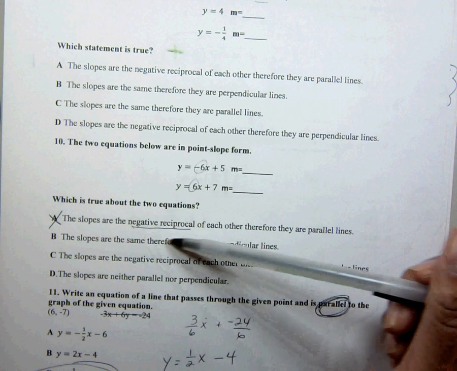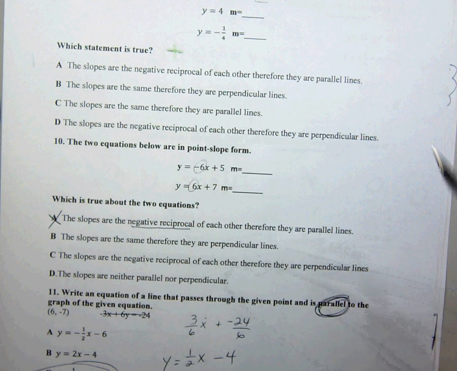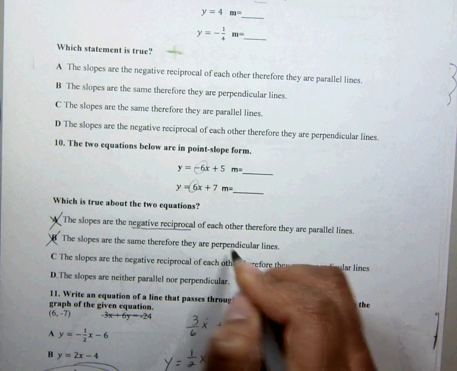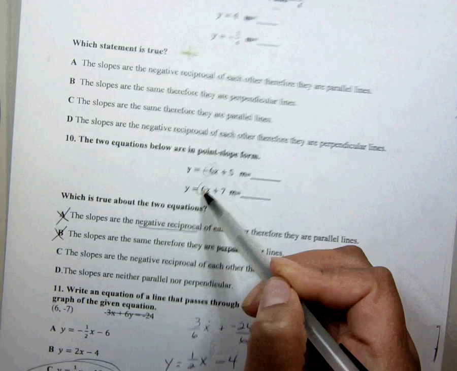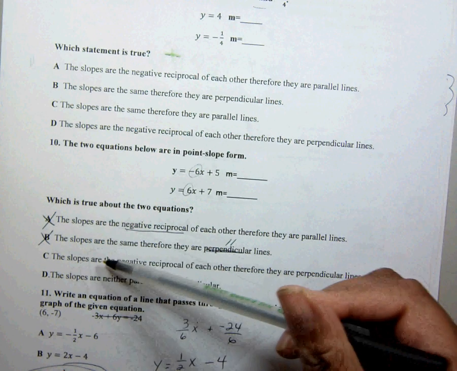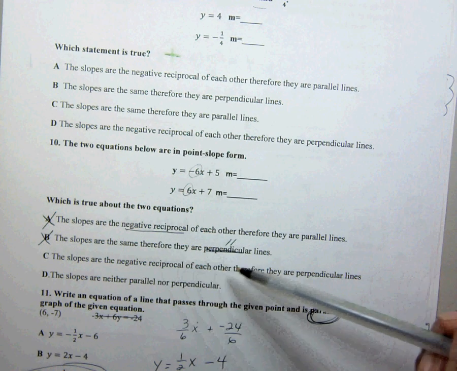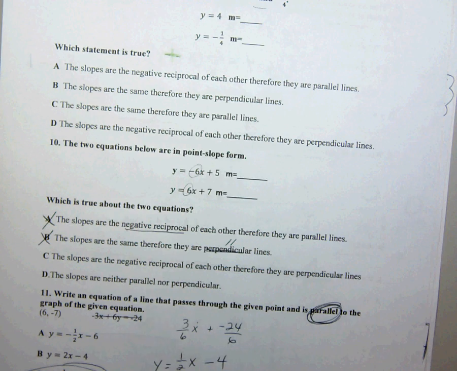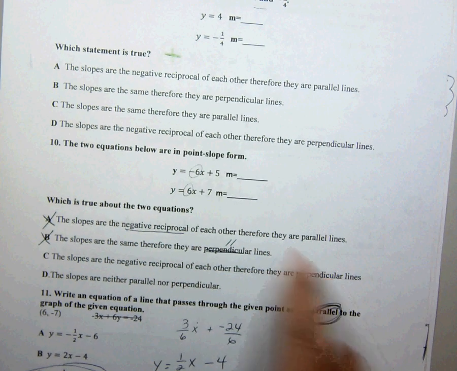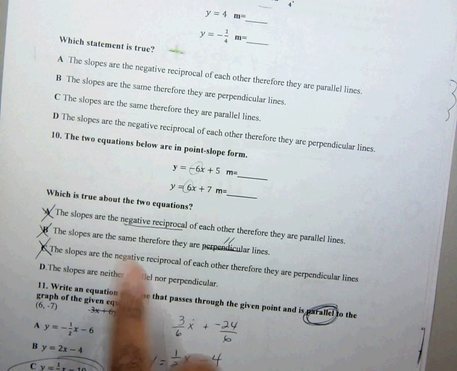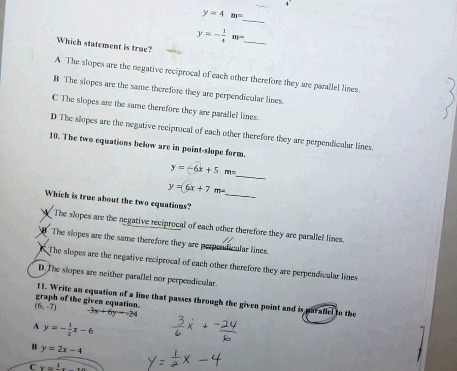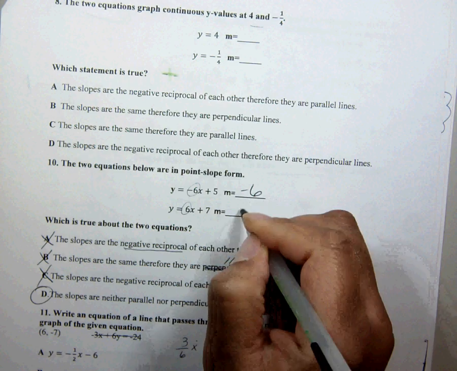So the slopes are the same, therefore they are perpendicular. Oh no, when the slopes are the same, we know they are parallel. And plus, are those the same? No. The slopes are the negative reciprocal of each other, therefore they are perpendicular. Well, that's a true statement, but not about these two problems. The slopes are neither parallel nor perpendicular. That's correct. Because the slope of this one is -6, the slope of that one is 6.